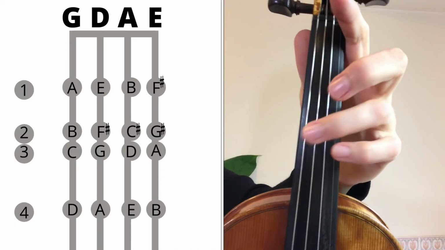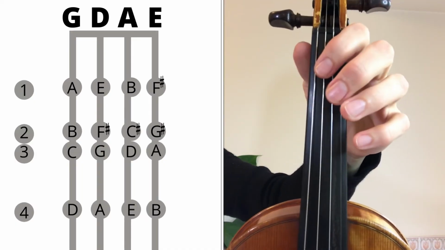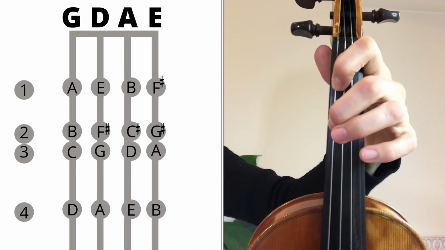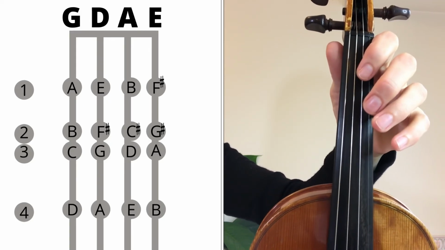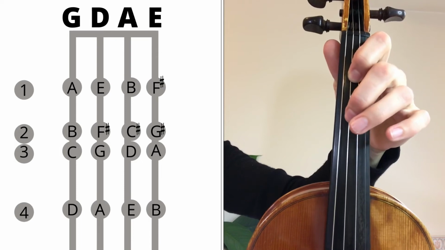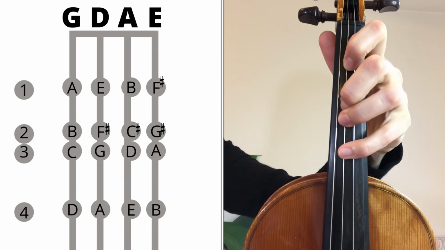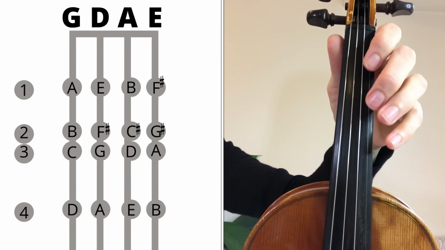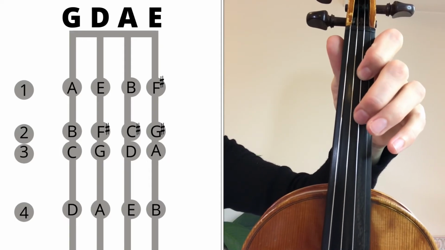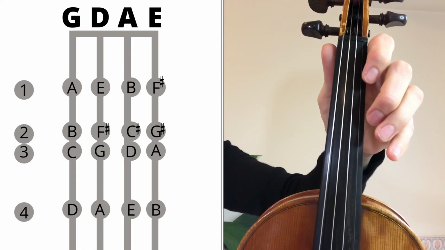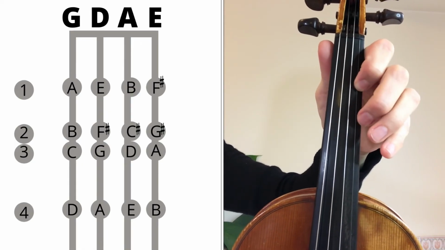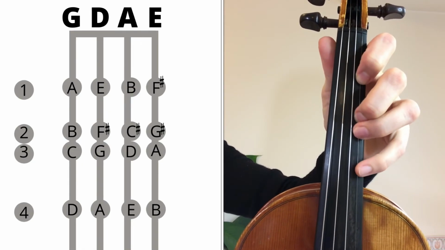So on the G string, G, A, B, C, D. On the D string, D, E, F sharp, G, A. On the A string, A, B, C sharp, D, E. On the E string, E, F sharp, G sharp, A, B.